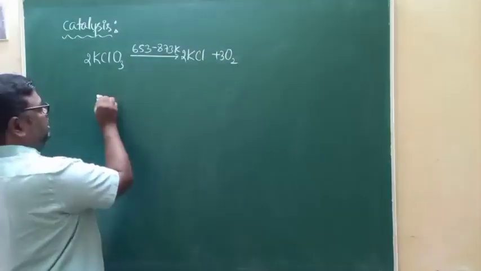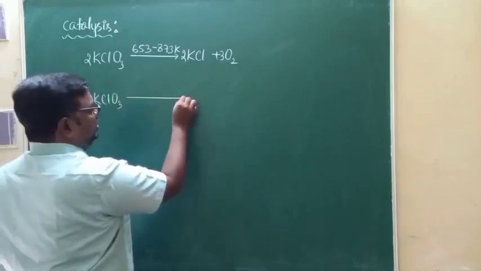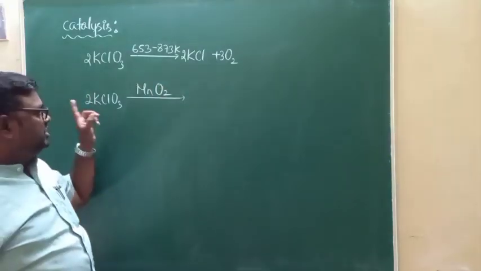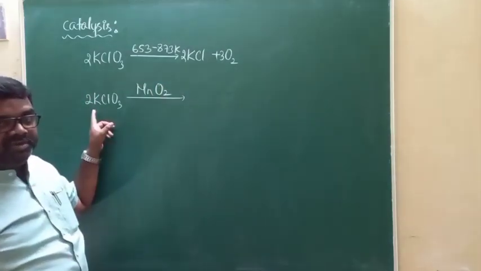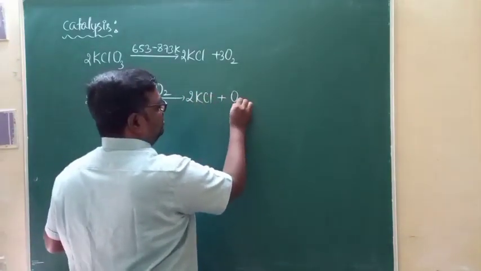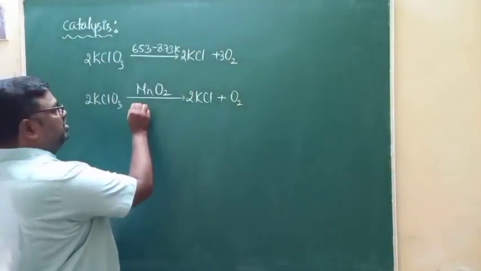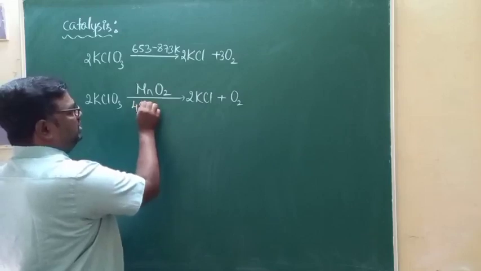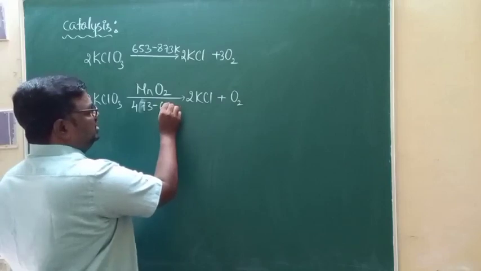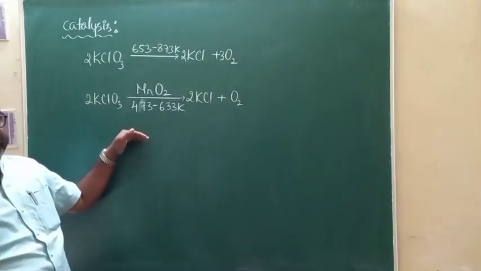If the same reaction is carried out in presence of a substance called manganese oxide, the same reaction, decomposition of potassium chlorate, the reaction takes place readily but at lower temperature, at about 473 kelvins to 633 kelvins. Just observe the difference in the reaction conditions.